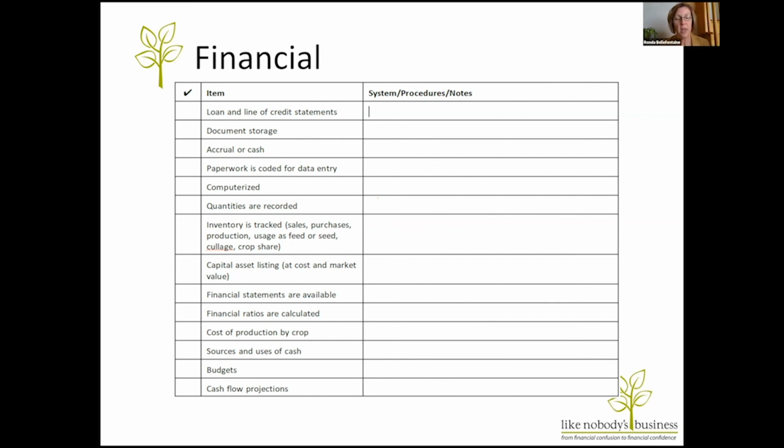Cost of production by crop is another thing that you can get out of your accounting records. Sources and uses of cash is another really ignored statement, and it's one that even most accountants don't generate. Cash comes in and out of your business in many different ways. It doesn't come in just through income, and it doesn't go out just through expenses.